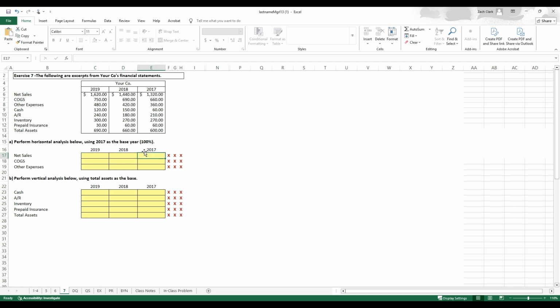Okay, this tab 7 talks about doing horizontal and vertical analysis. I think this one is very basic, but it is worth looking at and analyzing just in order to understand how to do these types of analyses. So if we're using 2017 as the base year for our horizontal analysis, then typically with horizontal analysis, we're going to be looking at sales, I believe.